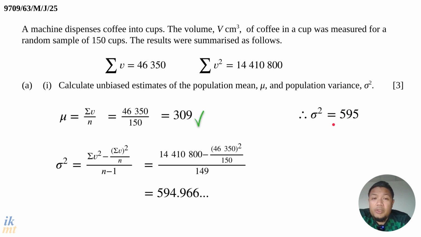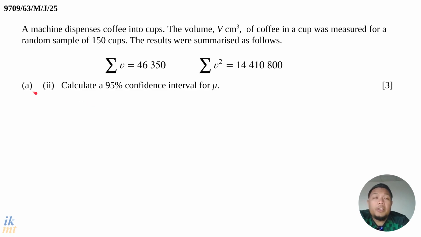And so if you did get your unbiased estimate of the population mean mu to be 309, and also your unbiased estimate for the population variance sigma squared to be 595 here, then you have done a good job. All right, and then you can move on to the next part.